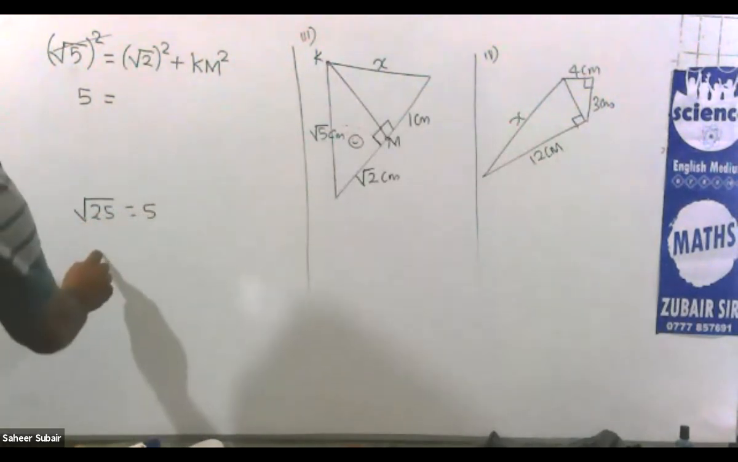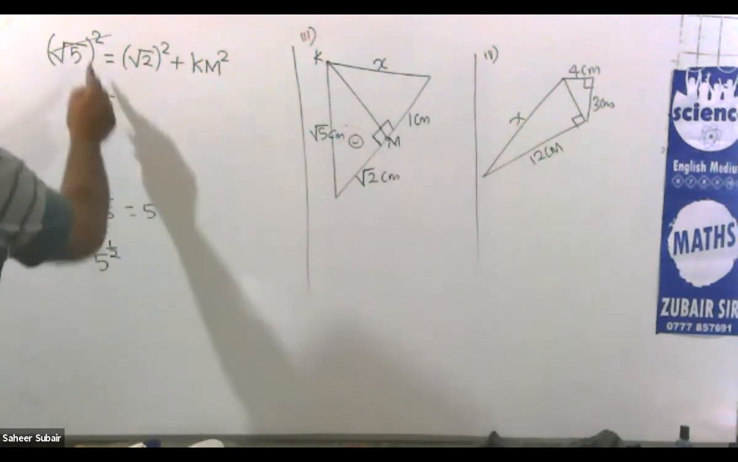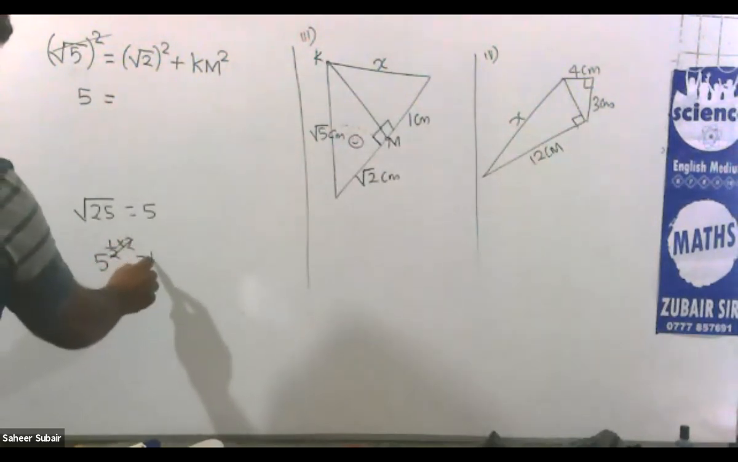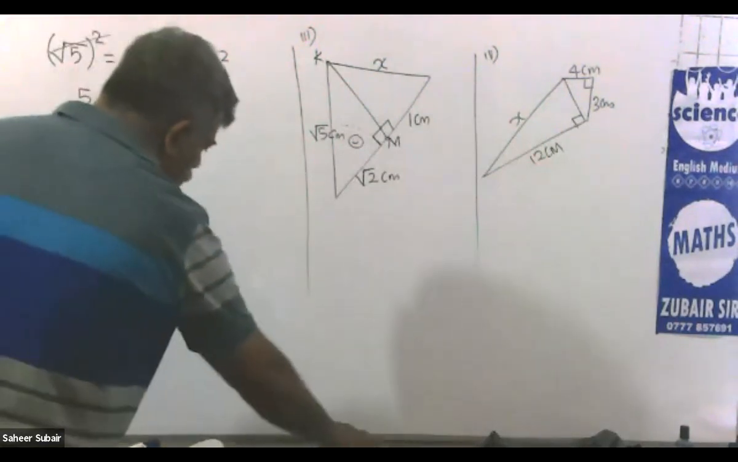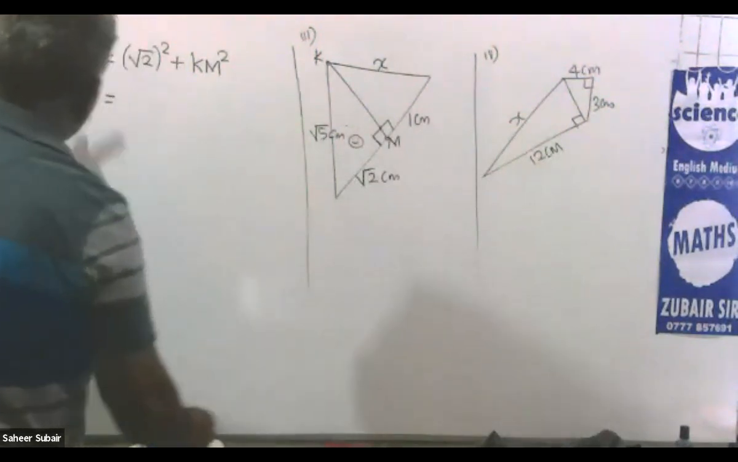Or you can think like this. Square root means 5 to the power half, and outside the power is 2. Those two get cancelled and it becomes 5. The easy way is, square root and square, we cancel both and write the remaining number.